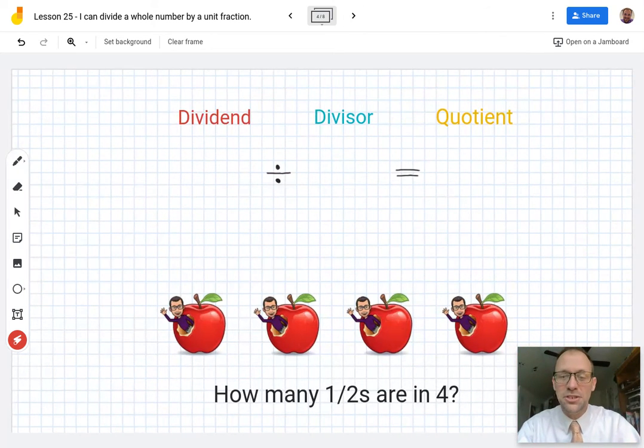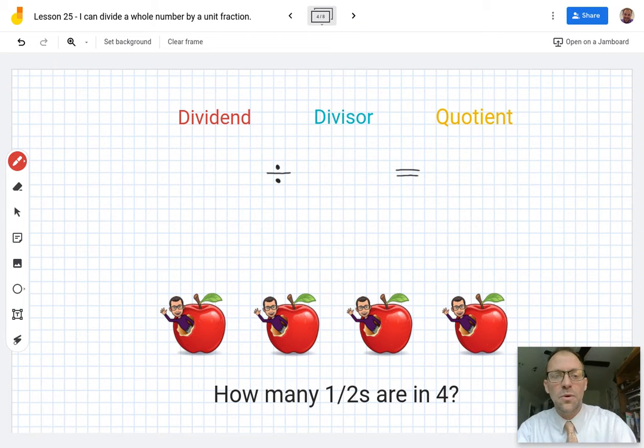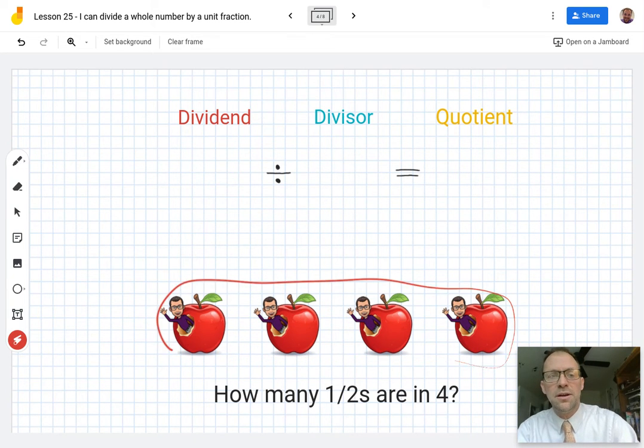Now, let's get to the division. Here we have a question that's sort of similar to our first division in the review, but now our divisors change to a fraction. The question reads, how many halves are in 4? So as we did in the review, let's fill out this problem as we work through it. Our dividend, or the number we're dividing up, is 4. Our model shows this right here.